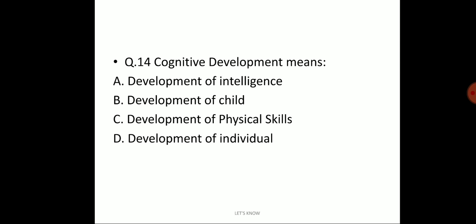Next, cognitive development means. What does cognitive mean? It means knowledge, intelligence, intellectual; these things are basically meant by cognitive. And cognitive development means, here the options are given: development of intelligence, development of child, development of physical skill, development of individual. Our correct option will be development of intelligence.